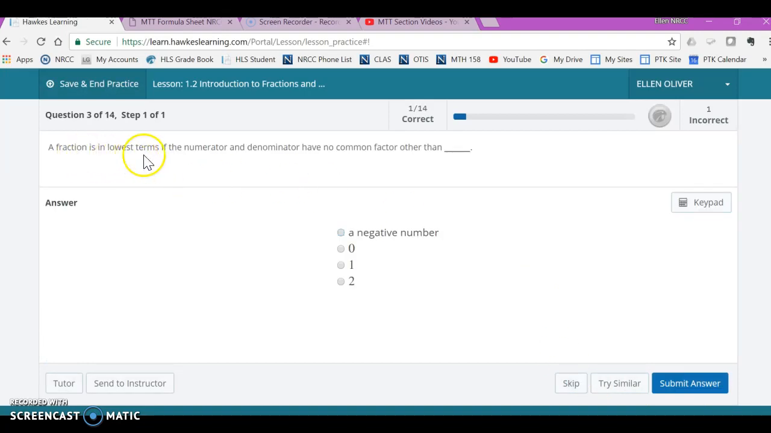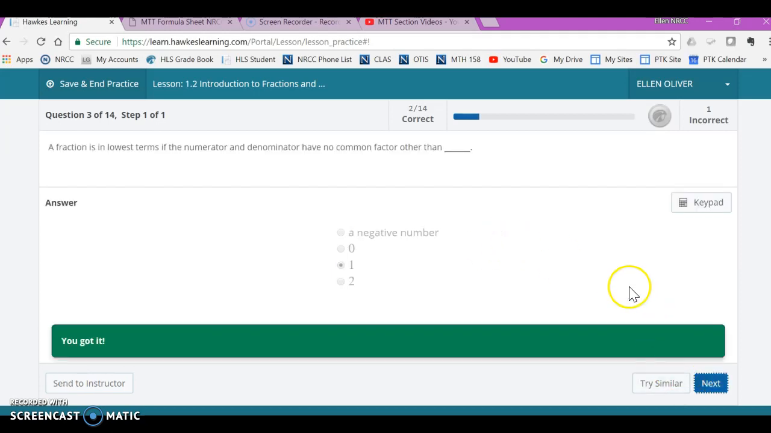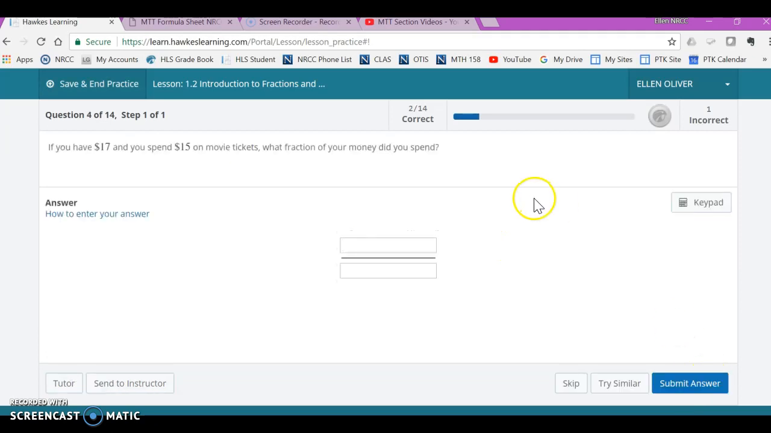A fraction is in lowest terms if the numerator and denominator have no common factor other than 1. That means they're relatively prime. There's no other factors like 2 or 3 or 4 or 5 that go into both the numerator and denominator. That tells you it is in lowest terms.